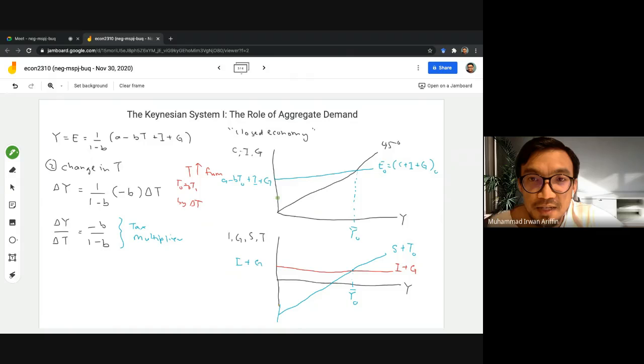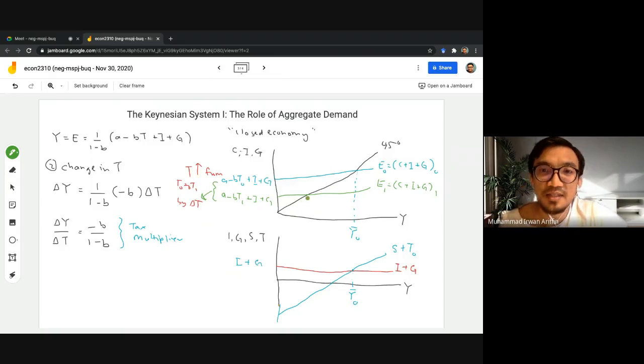Because of the higher tax, let's say it falls down to somewhere here, where this is our E1. Because of the increase in tax, our expenditure has become lower, so C(Y-T1) plus I plus G. Now this change is basically delta T, and this is our new equilibrium, which is Y bar 1.